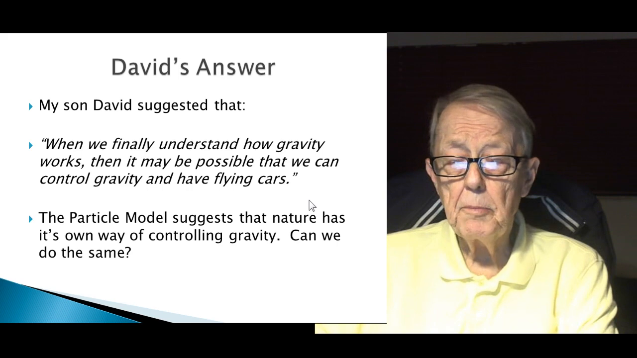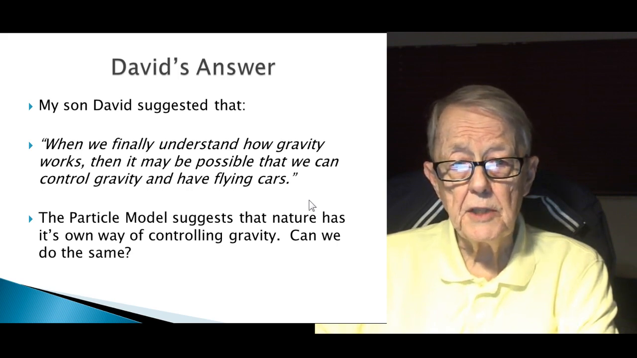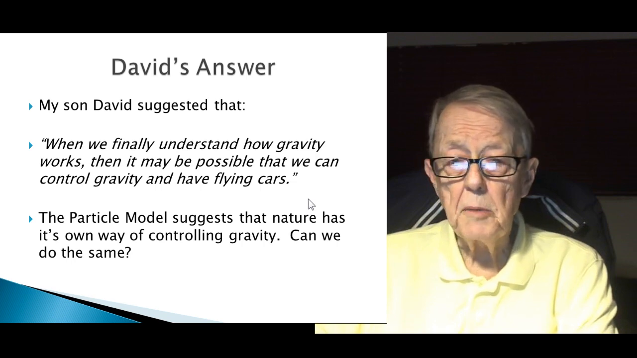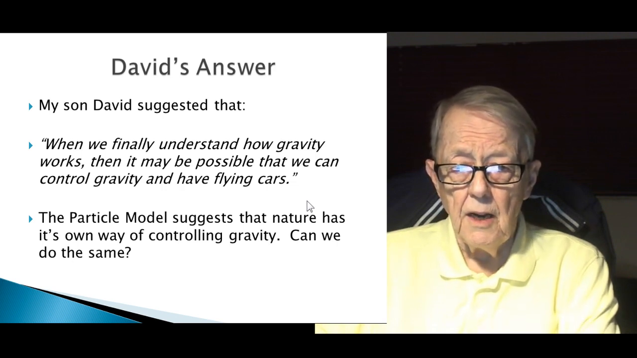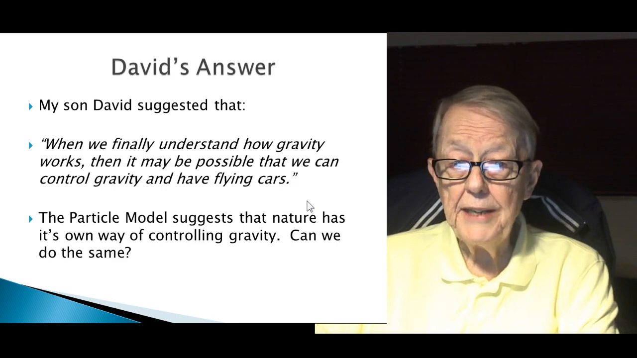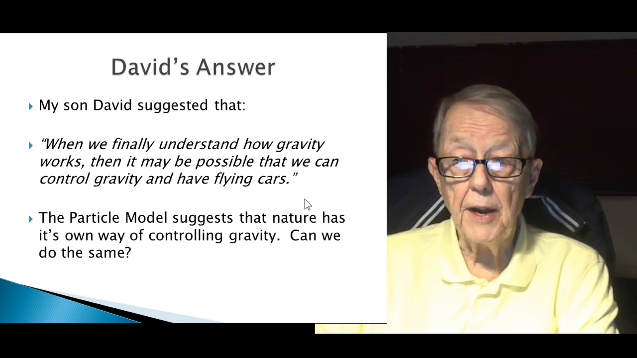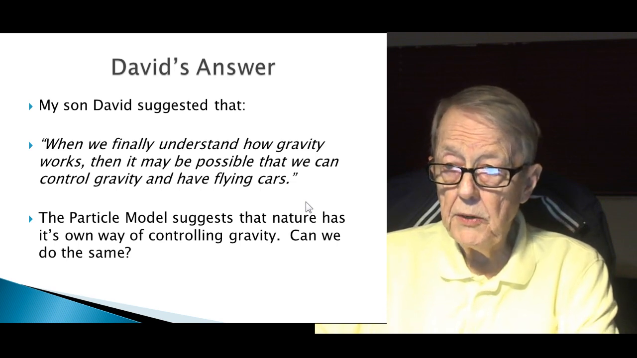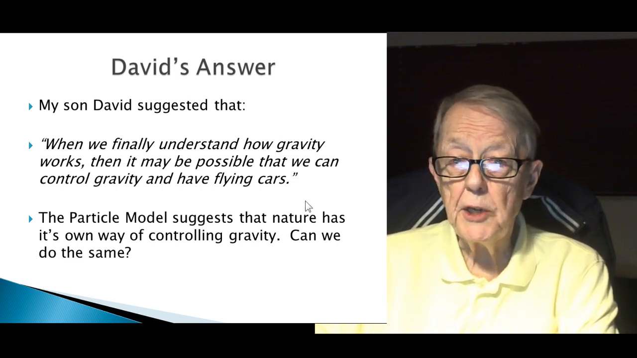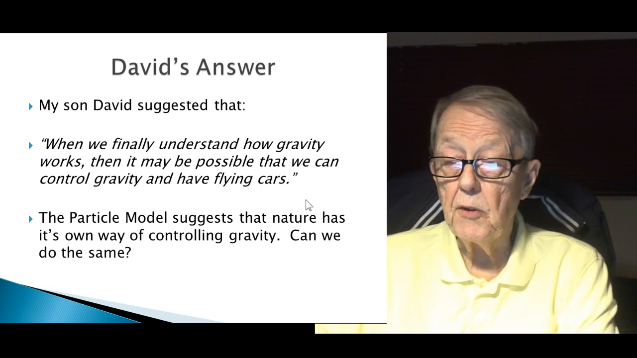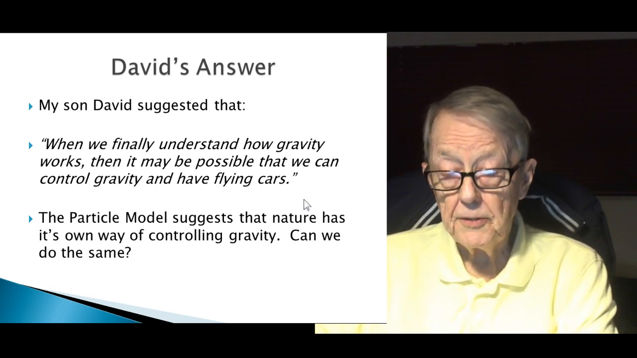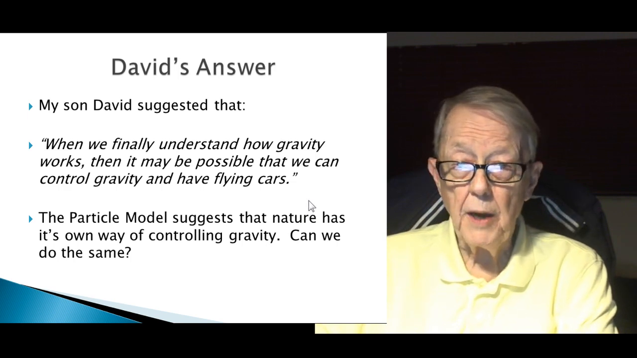Well, back when we were talking about this, David suggested that this is the problem. When we finally understand how gravity works, then it may be possible that we can control gravity and have flying cars. Well, the particle model suggests that nature has its own way of controlling gravity. So can we do the same? We get gravity being generated by the G1 particle field flowing through the Earth, and you get a gravitational field around the Earth. Nature does it. Why can't we do something?